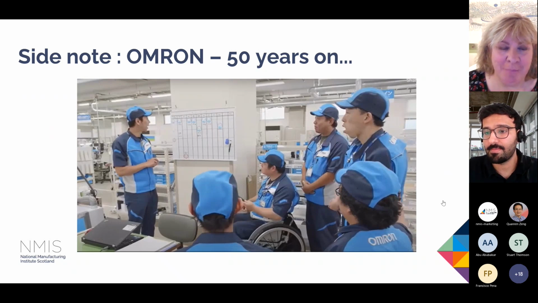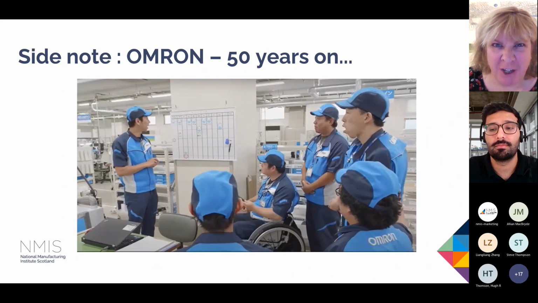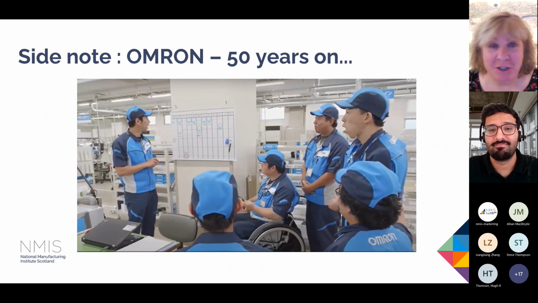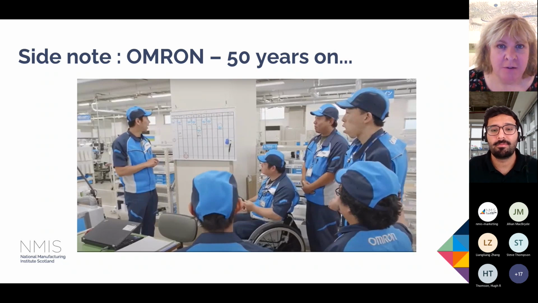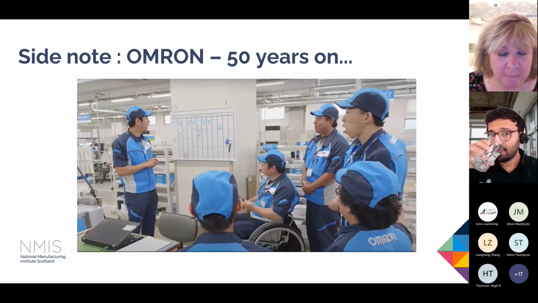Yeah. So I just wanted to talk here about how there's nothing really that new about what we're doing, but we are moving from potentially mechanical support to more digital support. And I just wanted to put this side note in about Omron. So last year they celebrated 50 years of their CIO factory, which was a factory experiment explicitly designed to cater for accessibility and opening the manufacturing environment to disabled workers.